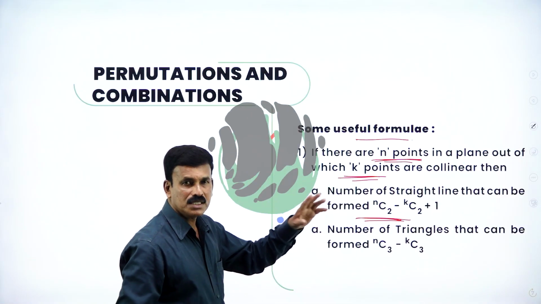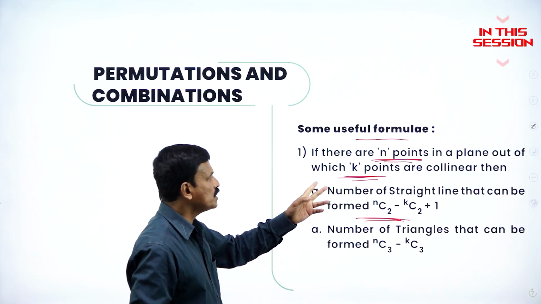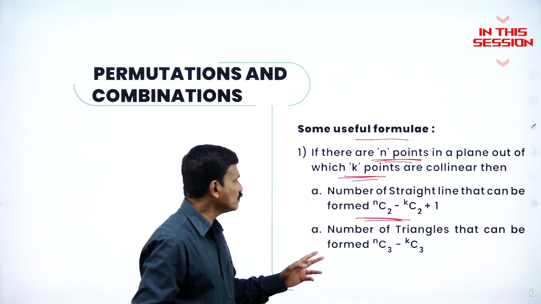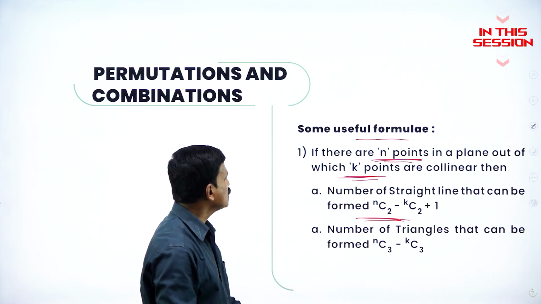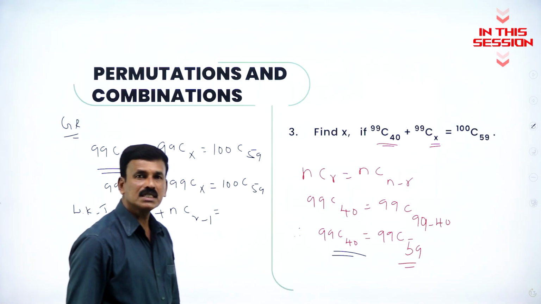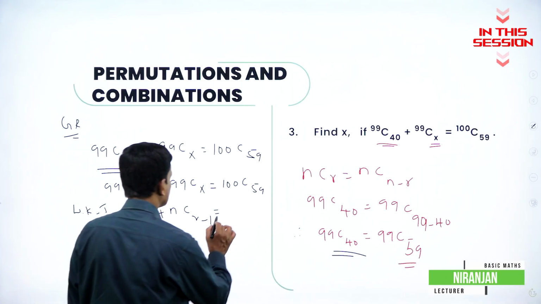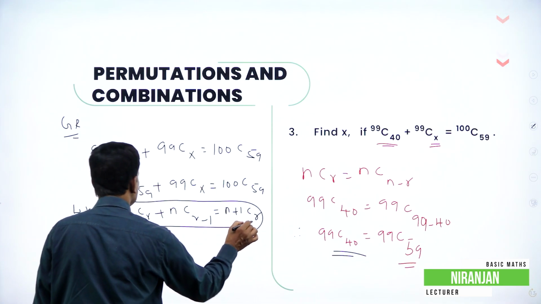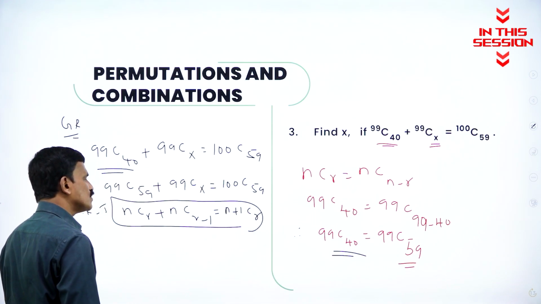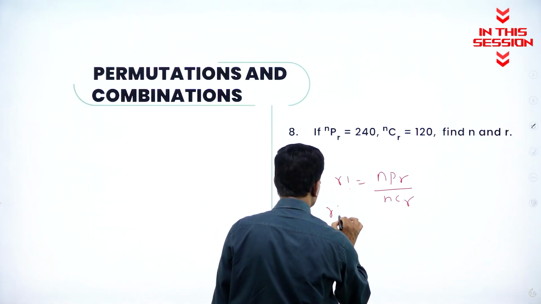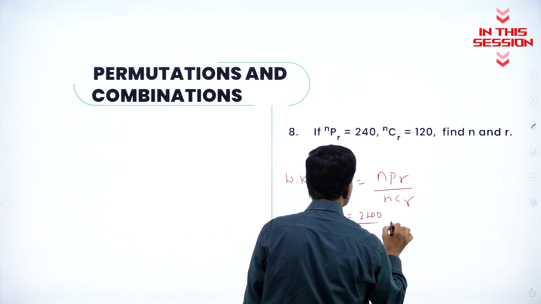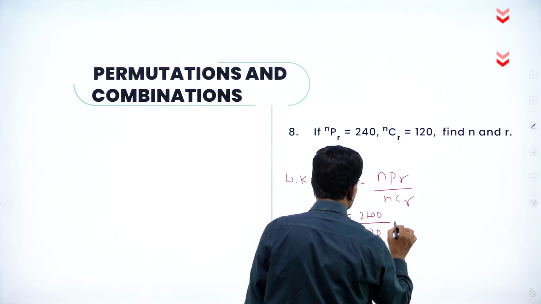If there are n points in a plane and k points are collinear, then the number of straight lines that can be formed is nC2 minus kC2 plus 1. What is the relation? This is nothing but (n+1)Cr. So using this relation, nCr plus nC(r-1) is equal to (n+1)Cr. r factorial is equal to, what is nPr? nPr is equal to 240 divided by nCr is 120, that's equal to 2.